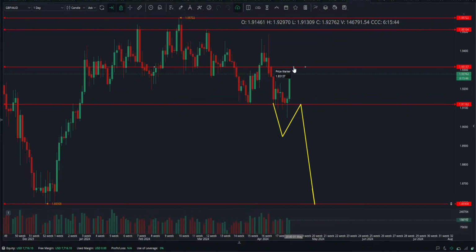Although there is a resistance, expect a sell-off from there. So the levels for us to keep an eye on: 1.9116 on the downside, 1.9313 on the upside.